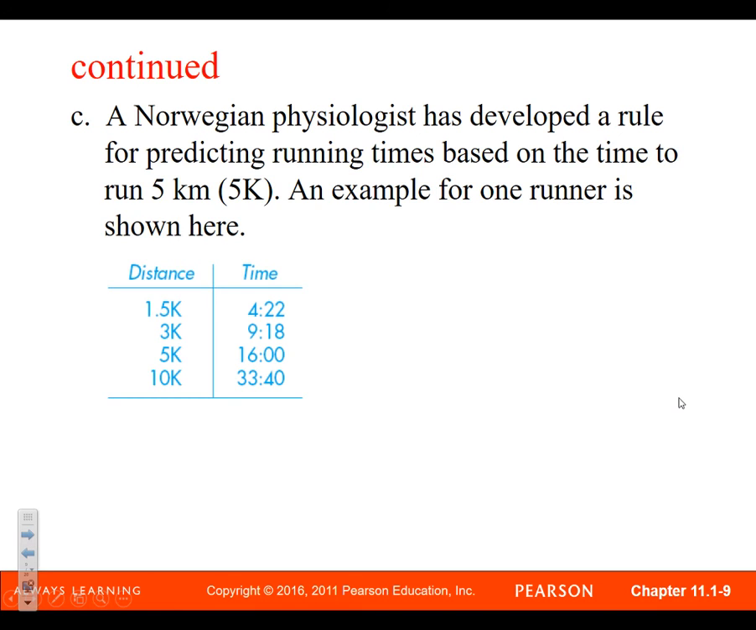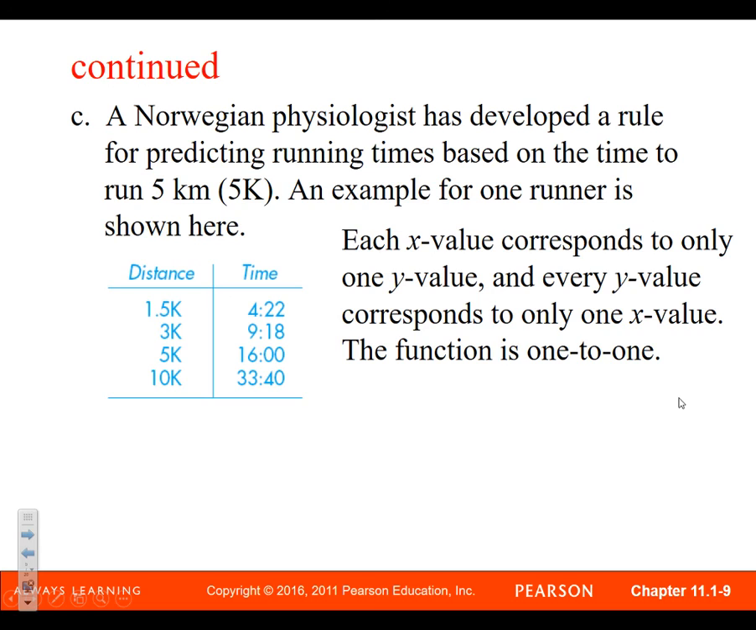Option C. A Norwegian psychologist has developed a rule for predicting running times based on the time to run 5 kilometers, or the 5K. An example for one runner is shown here. So they've got their distances and you've got their times. Each x value corresponds to only one y value, and every y value corresponds to only one x value. Therefore, the function is one-to-one.